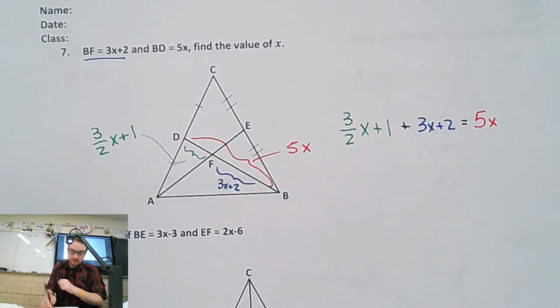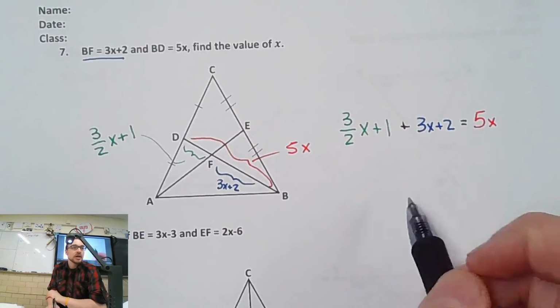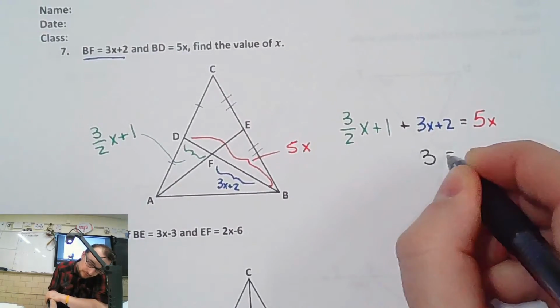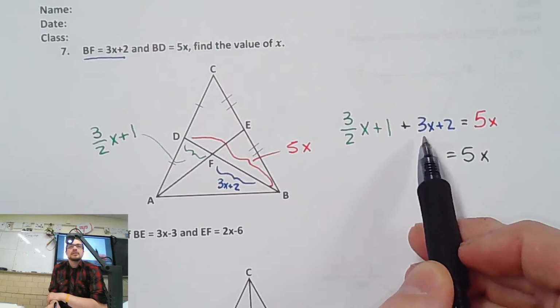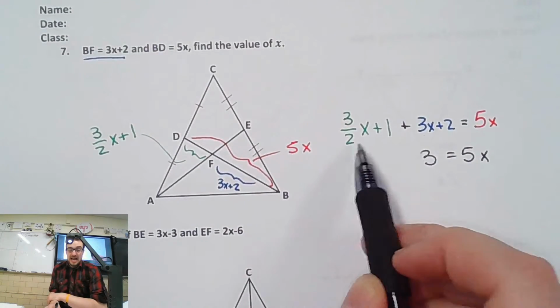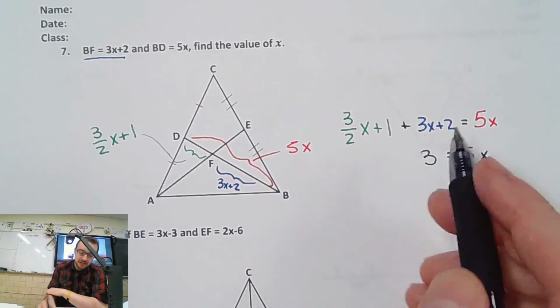All right, well, let's put stuff together. We got a 1 and a 2 over here. They're already on the same side, so let's just put them together. What's 1 plus 2? 3. We got a bunch of x's over here, but do they have common denominators? We're adding halves to whole numbers, right? Got to change that. So we've got 3 halves x.